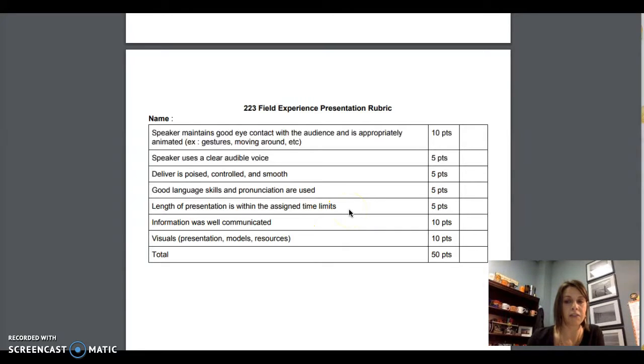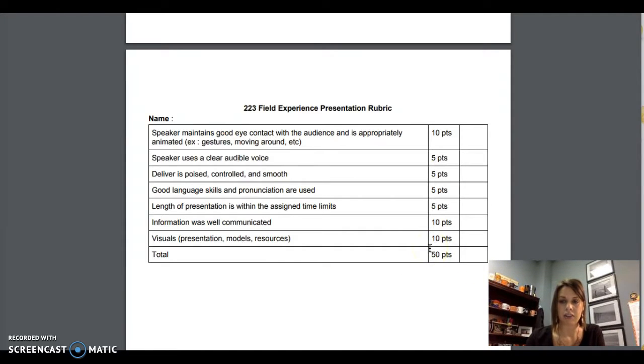It shouldn't take 15 minutes, but sometimes we get talking about things and we're really in the trenches with it, so we end up being able to fill 15 minutes with no problem, but no more than 15 minutes. Information is well communicated and you have some sort of visual. For most of you, that's going to be a PowerPoint or a Prezi presentation. There are several other options, but you have a total of 50 points for this presentation.